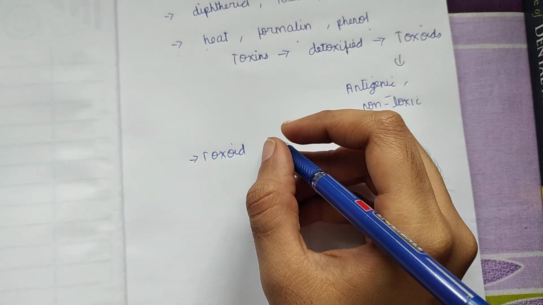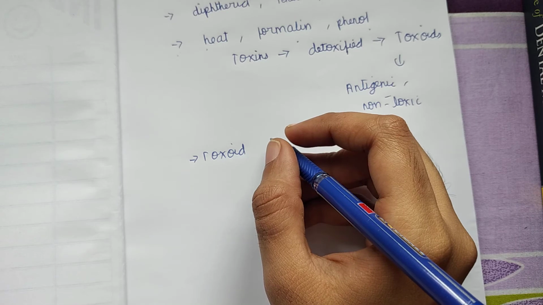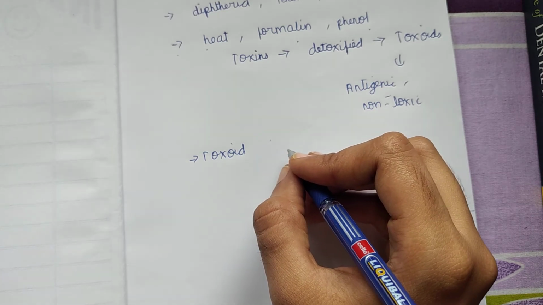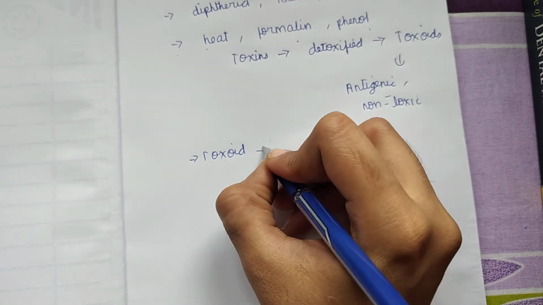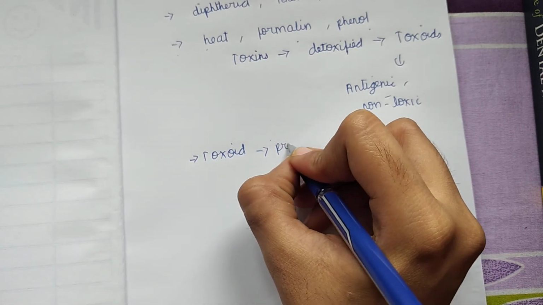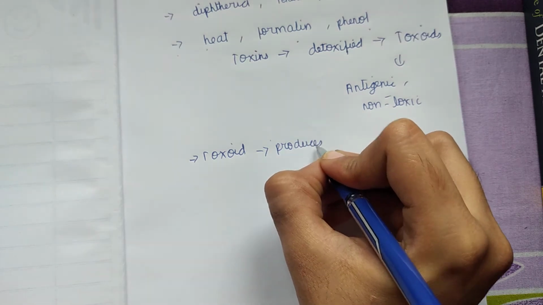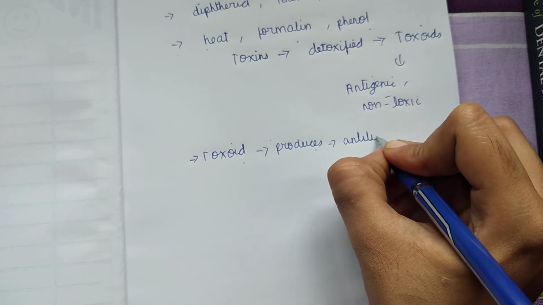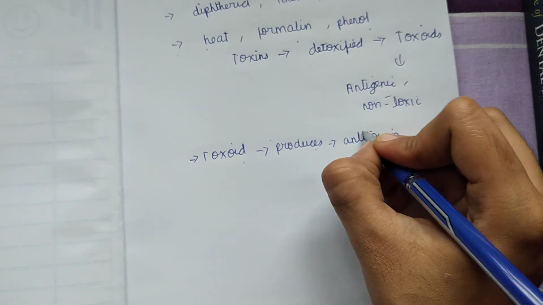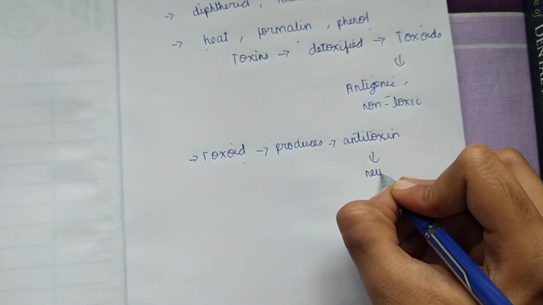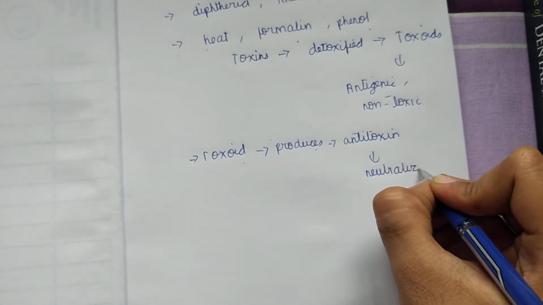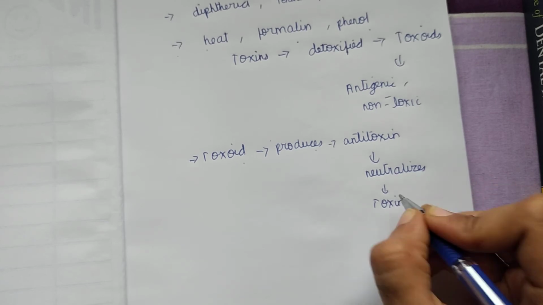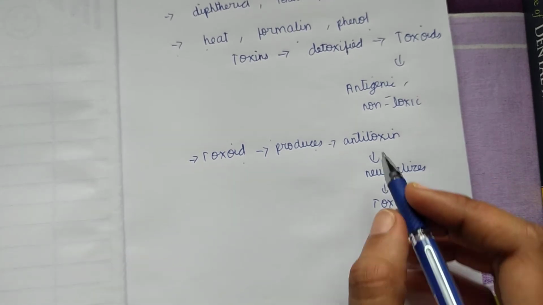If we give this toxoid to an organism, for example a human being or any animal, his blood serum will produce an antitoxin. This antitoxin neutralizes the toxin, so the toxin effect is neutralized by the antitoxin.